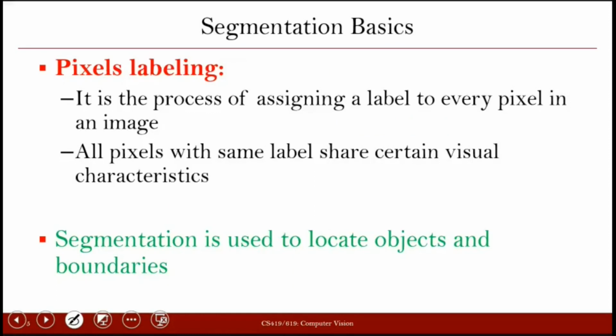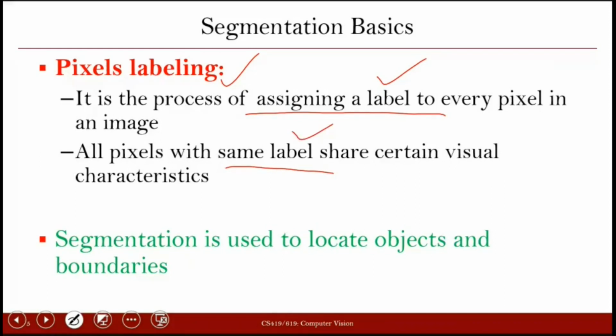So in summary, we can say that segmentation is nothing but labeling of pixels. We are going to consider the pixels of the image one by one, and we are going to assign a particular label to each and every pixel in the image. And since the same kind of pixels are grouped in one region, all the pixels belonging to the same segment or region will have the same label.